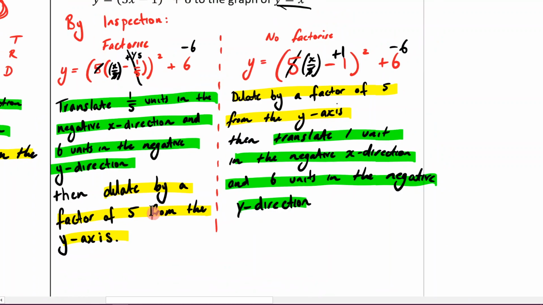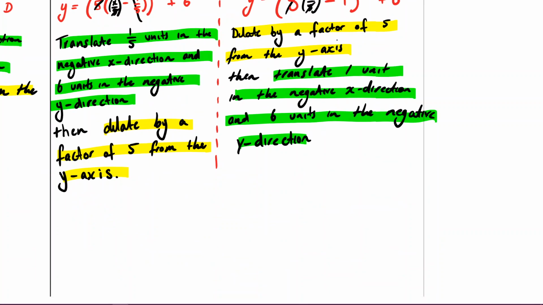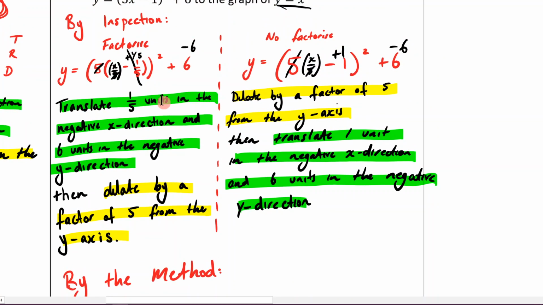I'm almost tempted to pause it here and then start a second video for the next part. Let's be brave. And let's just do it all at once. We're now going to do it by the method. Let's hope I don't say anything or do anything wrong here. When recording these videos, because the language is so precise, they're very difficult to record because I have to be so precise in what I'm saying.